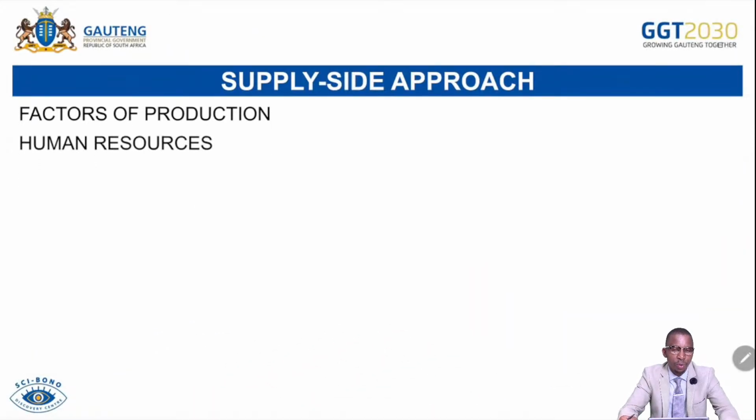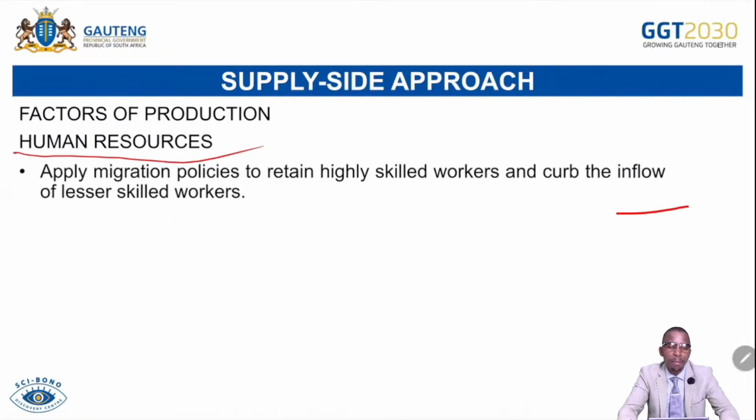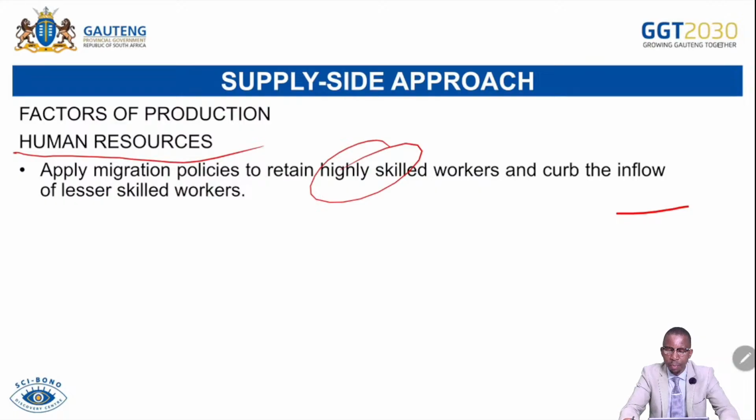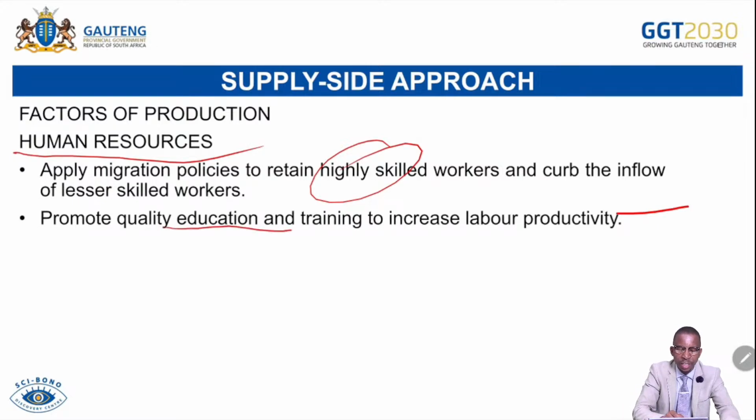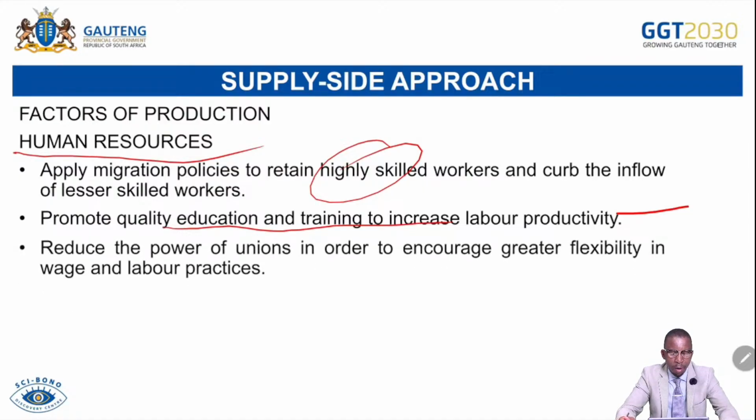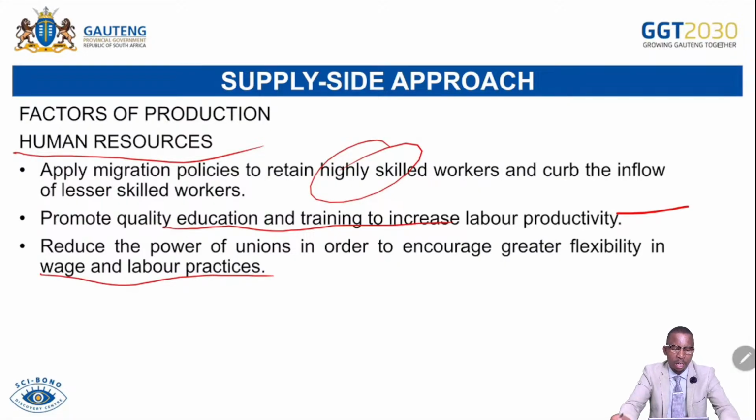Factors of production. As for human resources, here we're talking about labor. So what should be done? Labor must be trained enough so that it will be able to produce more goods and services at lower cost and be more efficient. Apply migration policies to retain highly skilled workers and curb the inflow of lesser skilled workers. Promote quality of education and training to increase labor productivity. Remember, if people are trained and skilled, they become productive citizens. Reduce the power of unions in order to encourage greater flexibility in wage and labor practices.